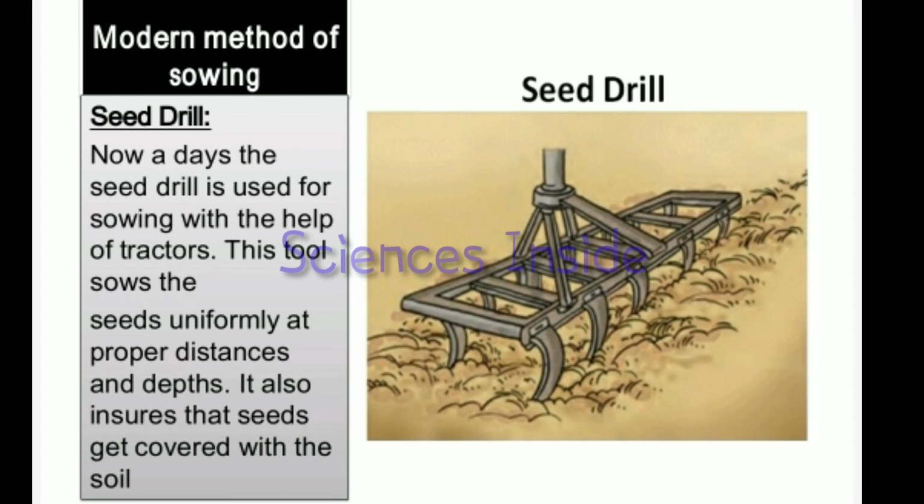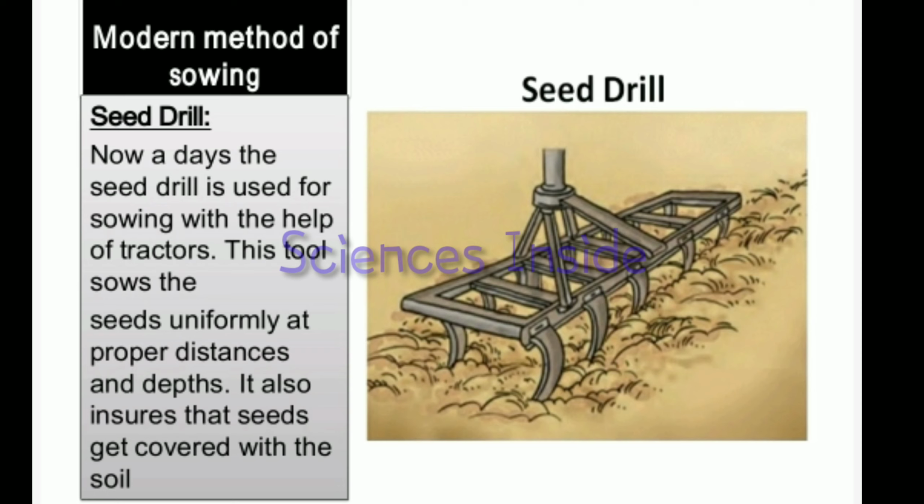So, a modern method of sowing seeds was required. So, here comes our seed drill. Nowadays, the seed drill is used for sowing with the help of tractors. This tool sows the seeds uniformly at proper distances and depths. It also ensures that seeds get covered with the soil. It is a quicker and better method of sowing seeds.